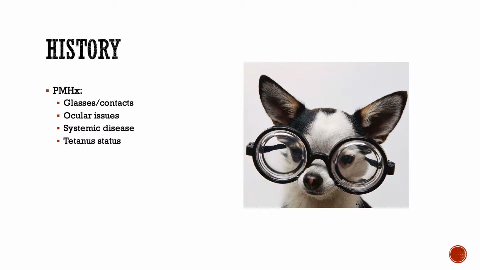Oftentimes families may not know, but anisocoria, where you have different sizes of the pupils, is very important to understand. Sometimes you can compare previous pictures on their phones, where you zoom in and see, is this their normal from before, or is this different? And with any injuries that involve lacerations, knowing their tetanus status and whether you need to update that or not.